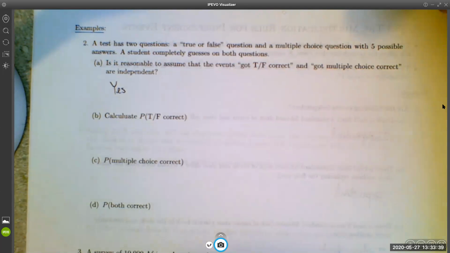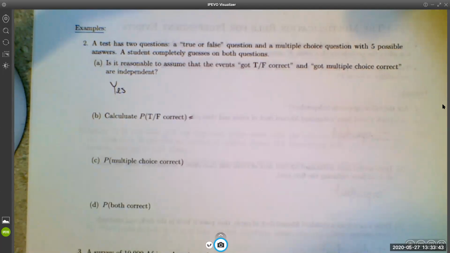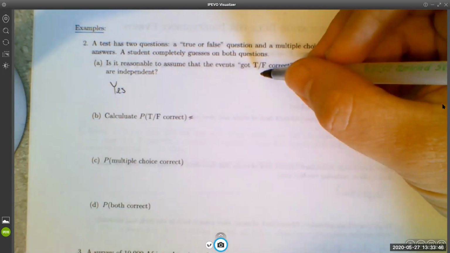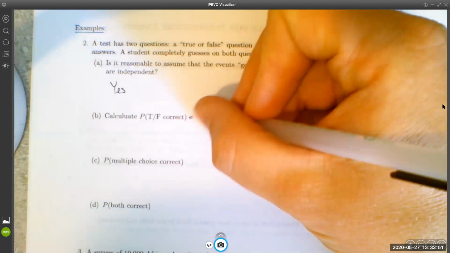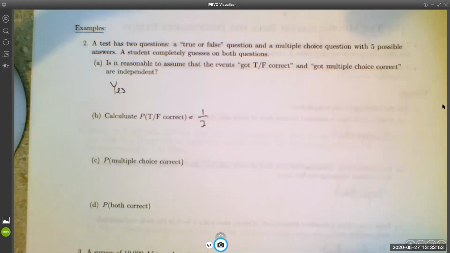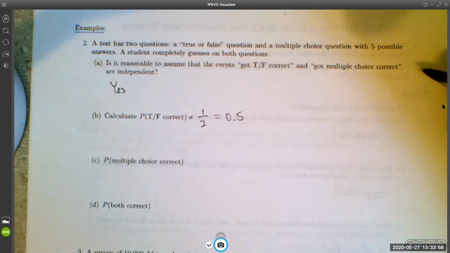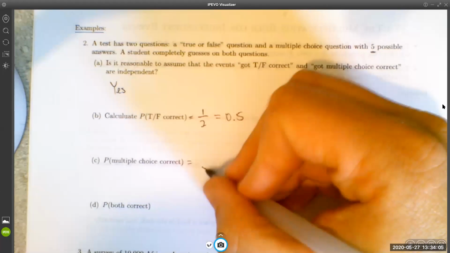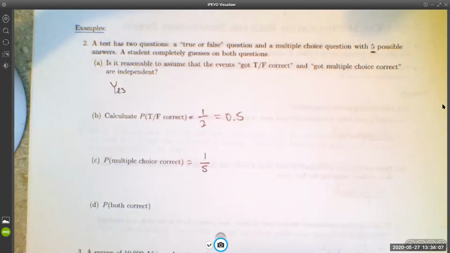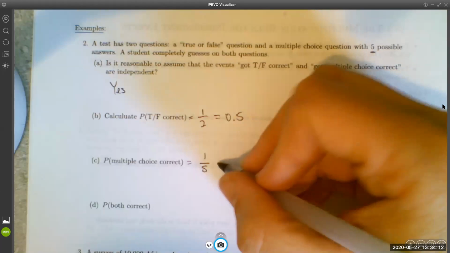Now, part B says, compute the probability that the true or false question is correct. Well, for the true-false question, there are 2 possibilities, true or false, and the student gets 1 guess. So the probability they get it right is 1 out of 2, or in other words, 50%, right? The probability they get the multiple choice question correct. Now, this particular multiple choice question has 5 possible answers. So there are 5 possibilities, and again, the student only gets 1 choice. So there's a 1 in 5 chance that they're going to get the multiple choice question correct. That's 20%.